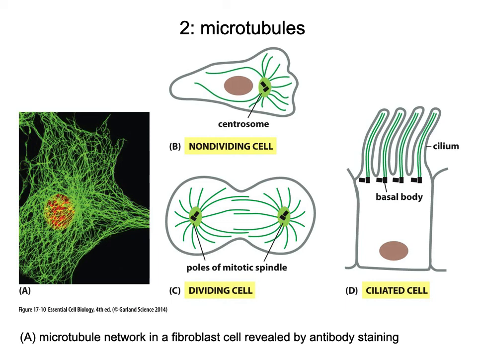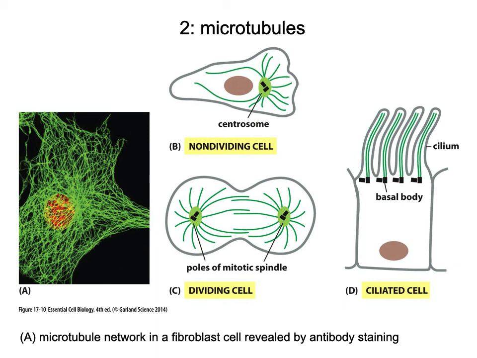But then for a dividing cell, it's important because the centrosome, that microtubule center, are going to separate, and they then become the poles of the mitotic spindle. So if you remember back to an intro bio class when you were talking about mitosis, we need to be able to take chromosomes and separate them out, so that there is a set of chromosomes in each cell, and we need to divide the cell.